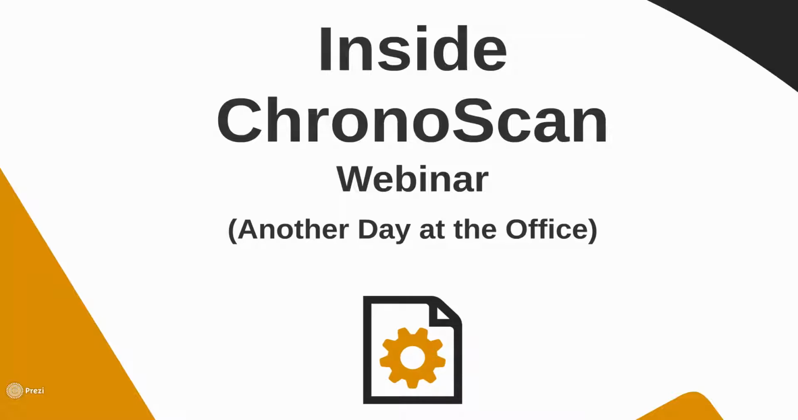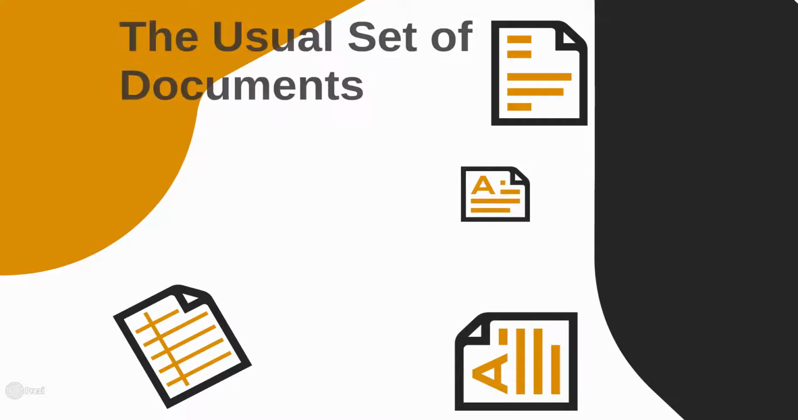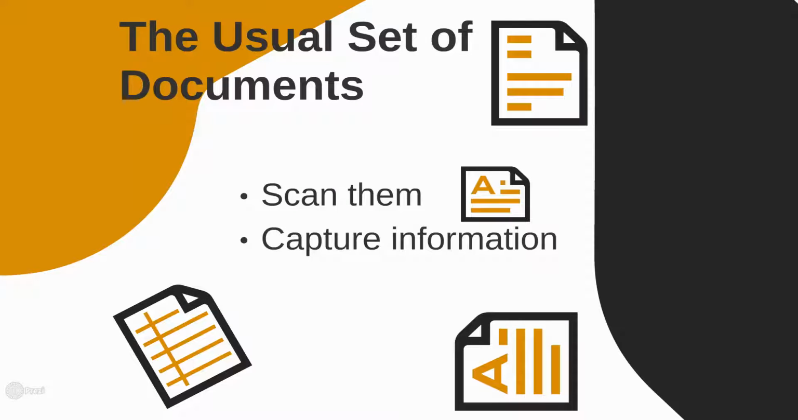Today we are going to focus on the usual ChronoScan user. We are going to talk about OCR zones and how to capture specific areas on our documents using said zones. So let's say we have the usual set of documents and we want to scan them. We want to capture the desired information, and we want to export that information and the documents for digital archiving.